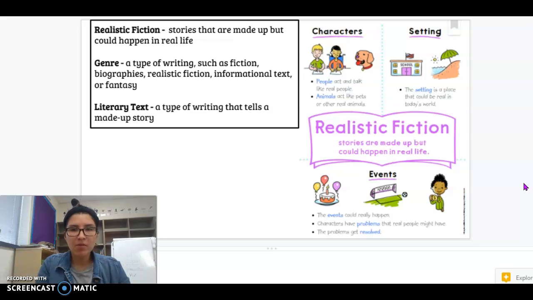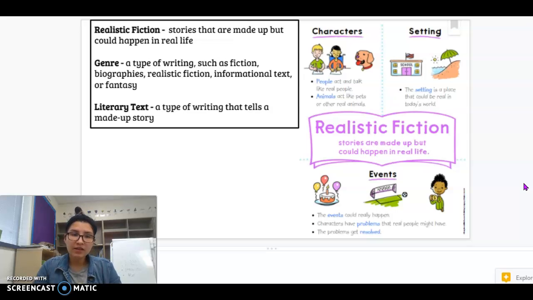I'm going to give you a moment to think about it. Realistic fiction. All right, realistic fiction is whenever you have stories that are made up but could happen in real life.